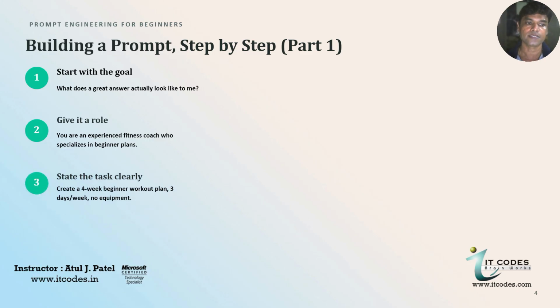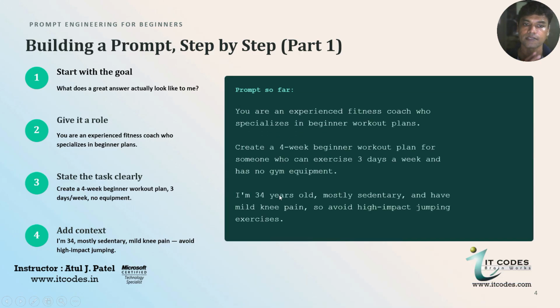Third, that is a state the task which we want to do: create a 4-week beginner's workout plan, 3 days per week, no equipment. Fourth, we can add the context, what is my age and everything. So I am 34, mostly sedentary, mild knee pain, avoid high impact jumping. So we can combine these four things, and now our prompt will look like this.